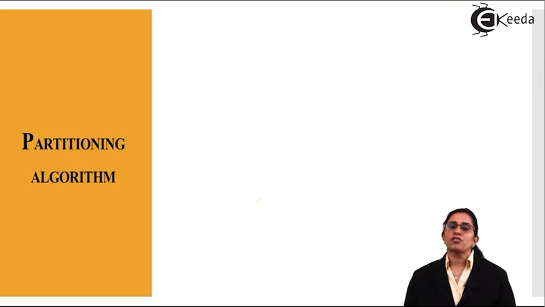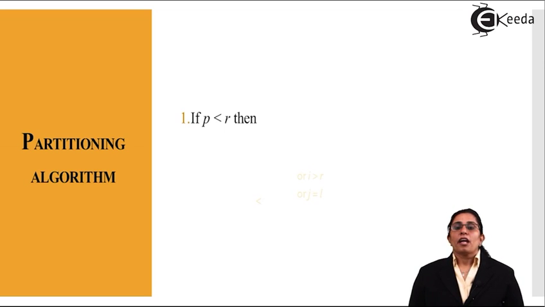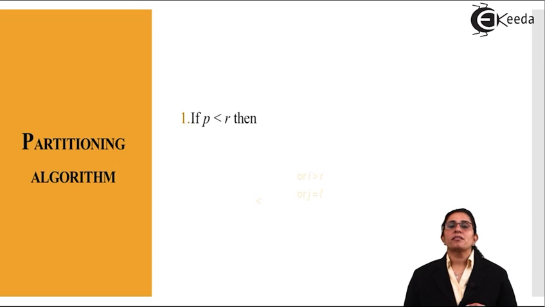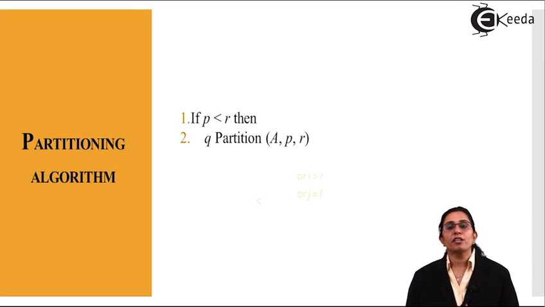Now what is a partition algorithm? How does the partitioning algorithm work? If p is less than r, then q, that is we call, and we partition A, p and r. That is, I partition the array with the pivot element and the value r.